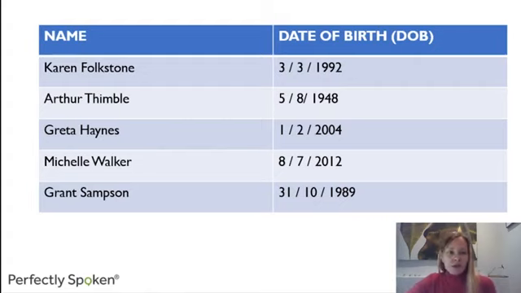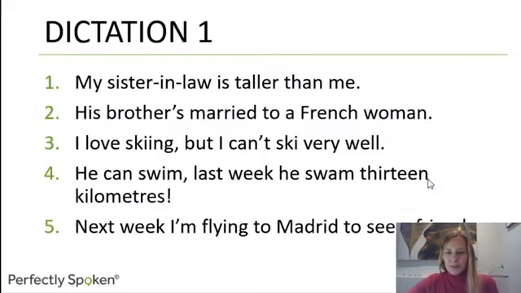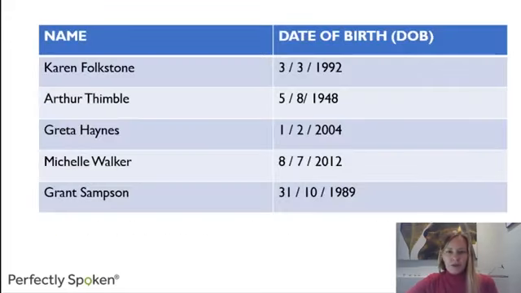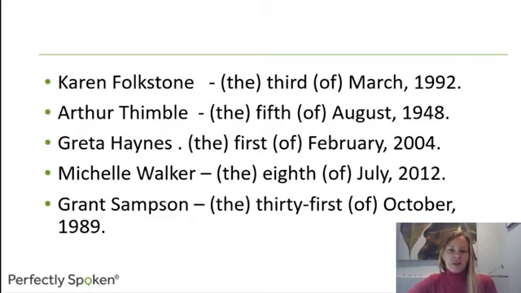Now you notice here I've got the "the" and the "of" in brackets. That is because we say them, but we don't write them. So we say Karen Folkestone, date of birth, the 3rd of March, 1992. But we don't actually write that usually.